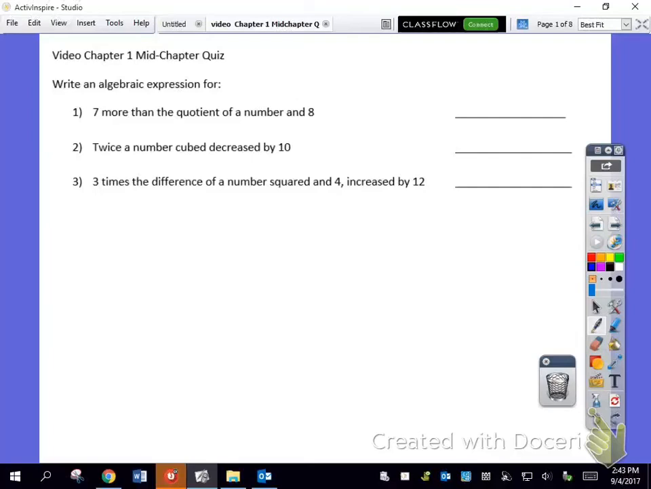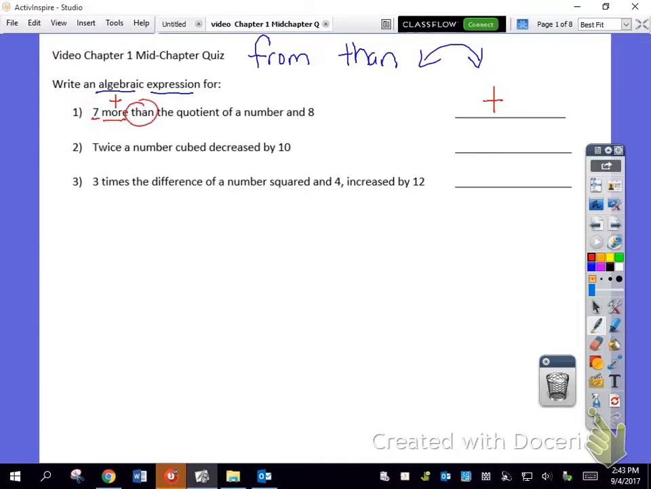Okay, so to refresh our memory, when you're writing an algebraic expression, there's two words that tell me to switch. If I see the word from or I see the word than, remember I'm going to switch. If I don't see those words, I'm not going to switch. Okay? So 7 more than. More is plus, so I'm going to put a plus sign. Then I have to switch.